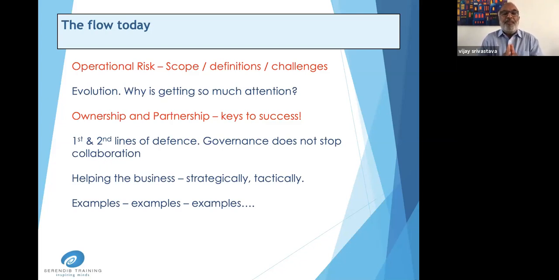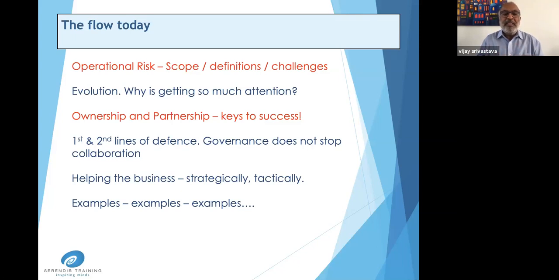And then my proposition to you is that ultimately it's ownership and partnership. No matter how you look at it, at the end of the day, that is what's going to drive success in the organization. If you're in the risk business, that is what you need to know to get people on board. And if you're on the business side of things, you have to collaborate with the risk and take ownership to make things work. We'll talk about governance. We all hear about first and second and third lines of defense. But I will talk about how governance segregates our responsibilities, but should encourage collaboration.